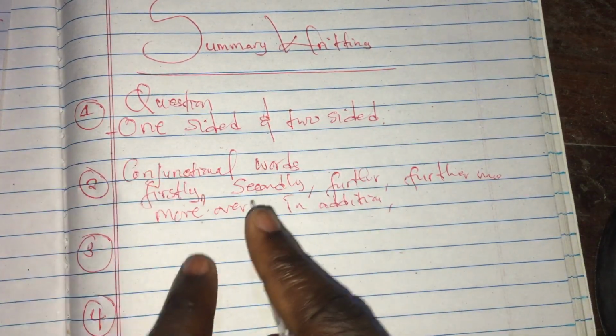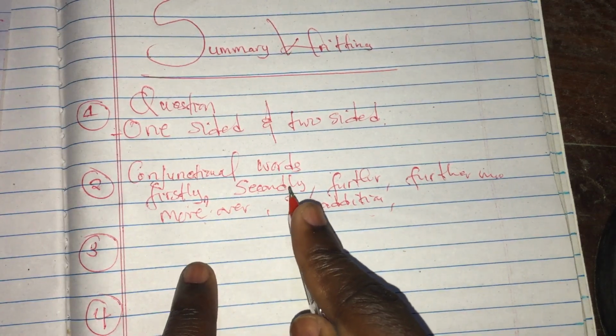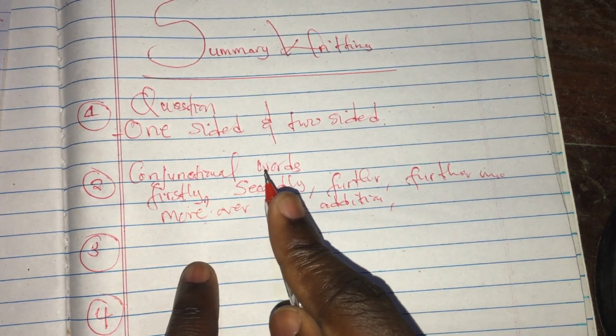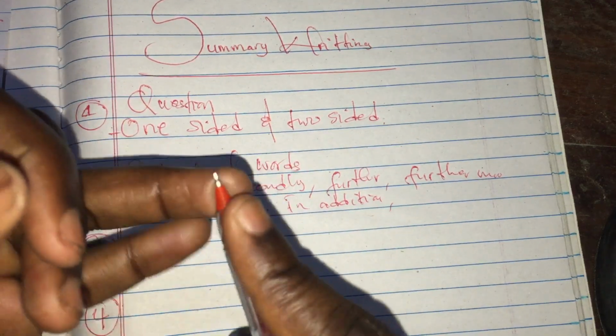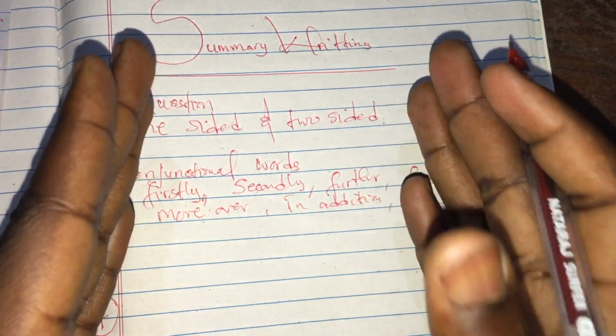But when you use and, don't put a comma. Don't write and comma. So when you're using also and, just write the two points at once. You can say cholera and so.